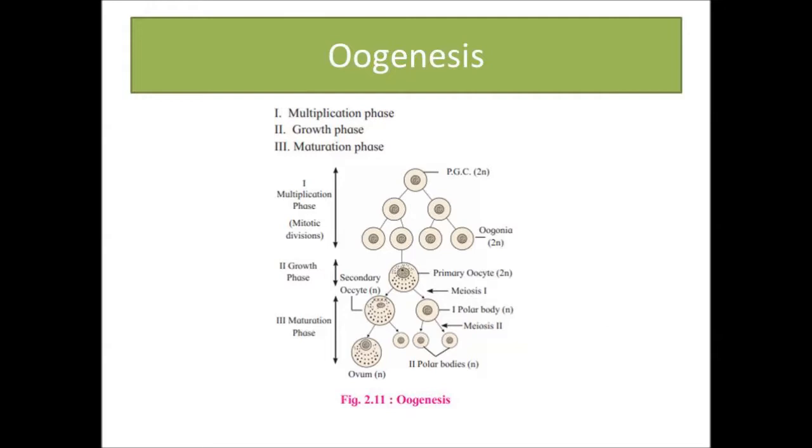In this division also, two unequal daughter cells are formed. The large cell is the ovum and the small cell is called the second polar body. The ovum so formed functions as a female gamete and is ready for fertilization.